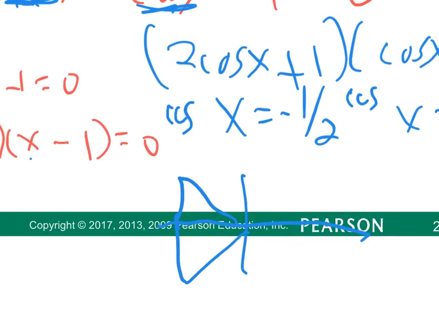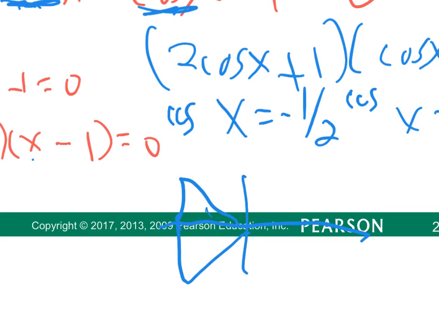If I zoom in on one of them, there's my x here. Here's my other x. -1/2, this must be a -1. Adjacent over hypotenuse. Those are my two angles. 1, 2, square root of 3. This one must be a negative square root of 3. Not that it matters.